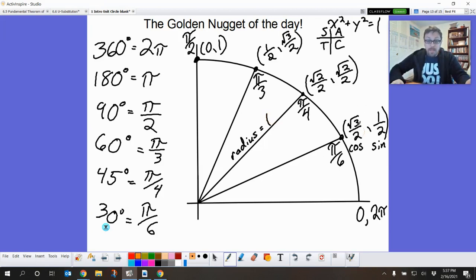So we've got cosine is these angle values right here. Cosine of pi over 6 is square root of 3 over 2. Cosine of pi over 4 is square root of 2 over 2. And the cosine of pi over 3 is 1/2. Get this thing written down in your notes. This thing is everything. And that's it for today.